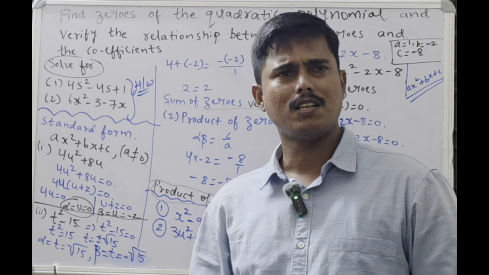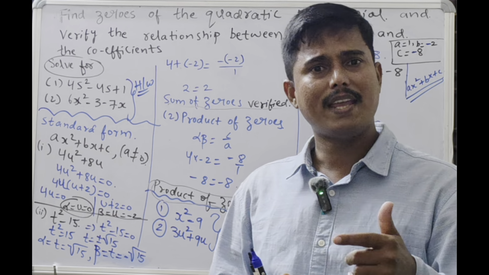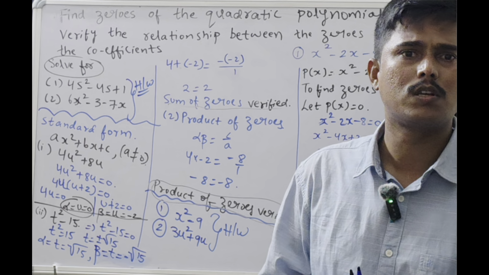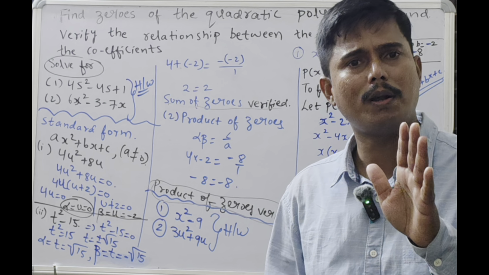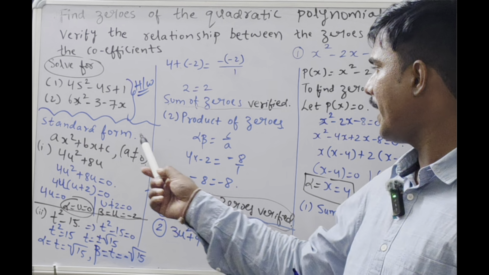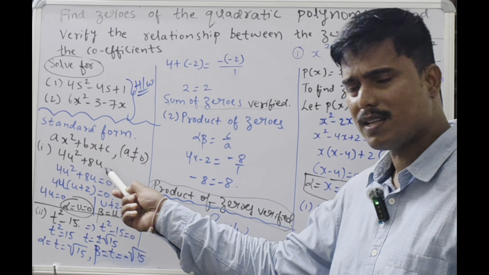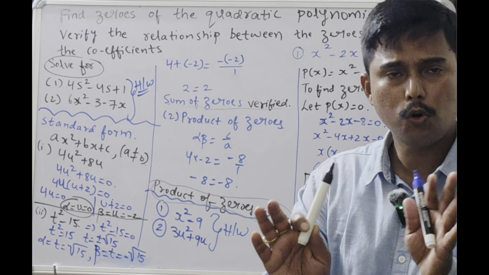Now, sir, this is when A, B, C are there. What if B or C is missing? How to find zeros? Is middle term still valid there? No, middle term is not valid there. I'll give you the trick for that. So here if you see ax square plus bx, what is missing? This is 4u square plus 8u. C is missing. Don't know middle term.